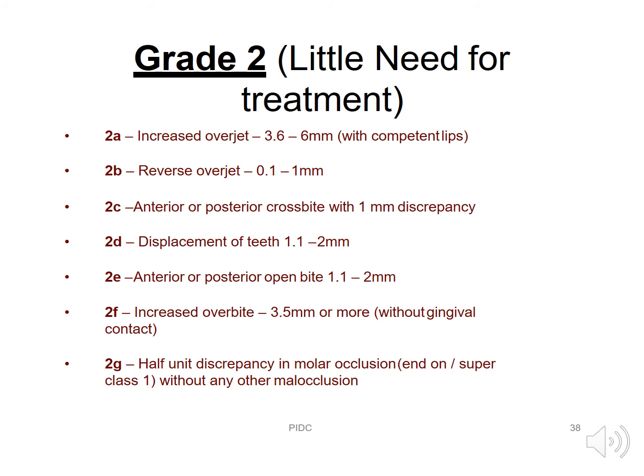2C is anterior and posterior crossbite with 1 mm discrepancy. 2D is displacement of teeth within 1.1 to 2 mm. 2E is anterior and posterior open bite from 1.1 mm to 2 mm. 2F is increased overbite of around 3.5 mm or more without gingival contact. And 2G is half unit discrepancy in molar occlusion, on or super class 1, without any other malocclusion.